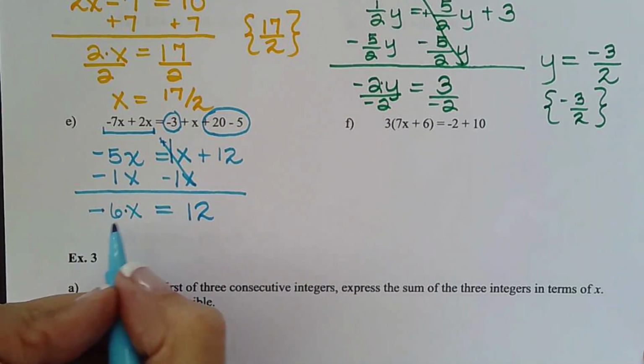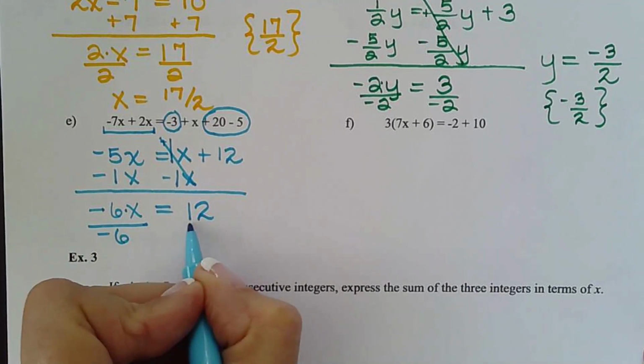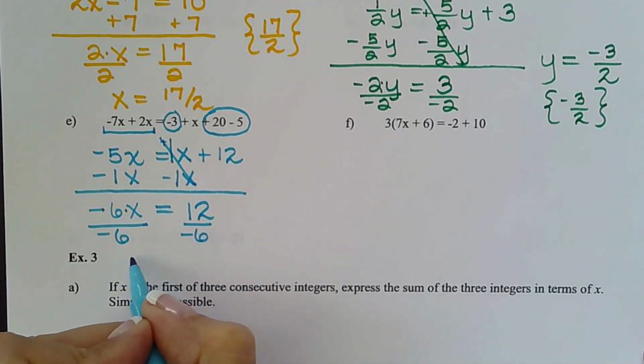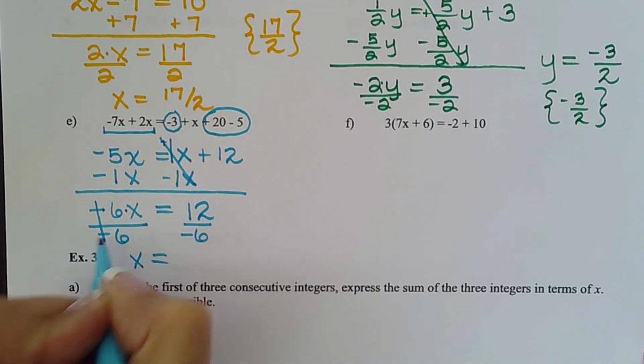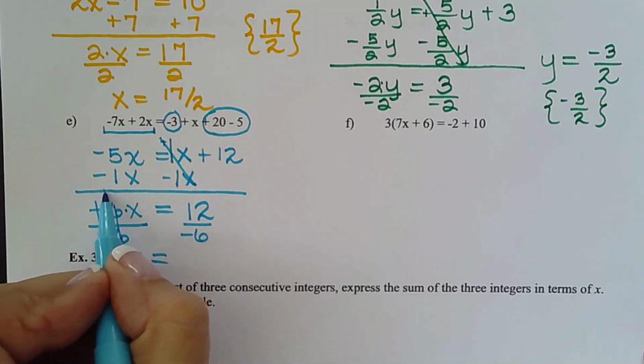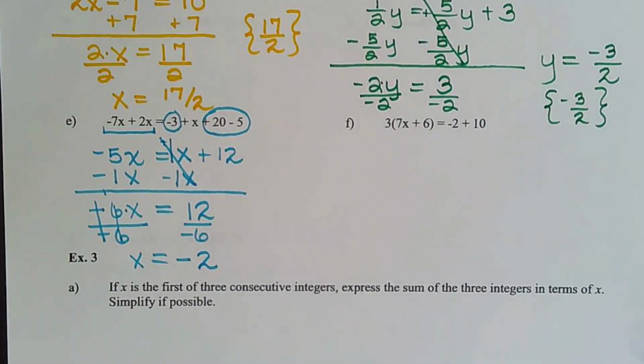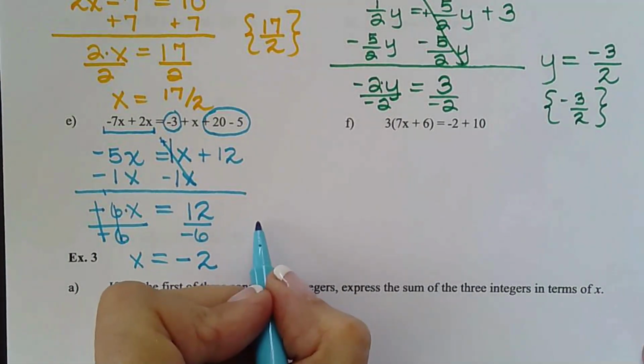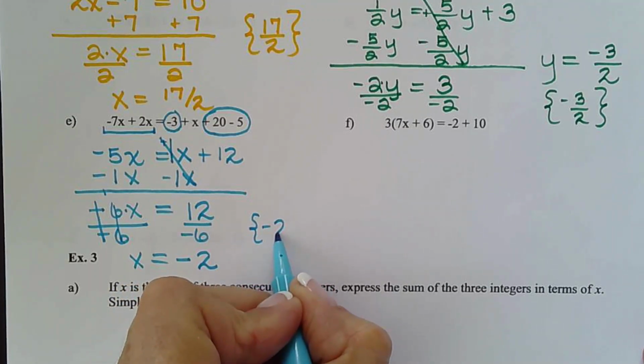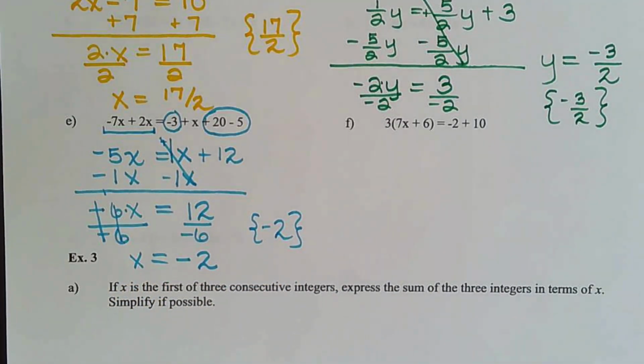Opposite of multiply by negative 6 is divide by negative 6. And so we get x equals double negative, gone. 1 negative, negative 12 divided by 6 is 2. So x equals negative 2. And I'll let you guys do the last one before we stop the video. So go ahead and do F on your own, and then we'll compare answers in just a moment.